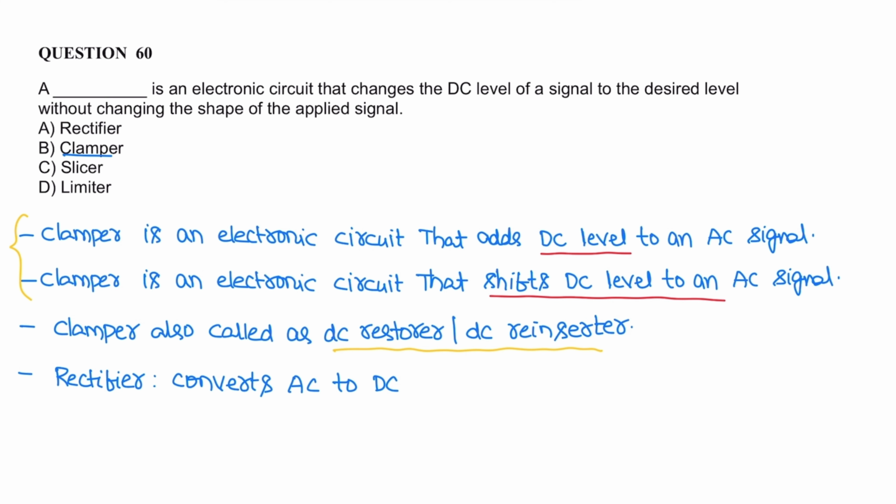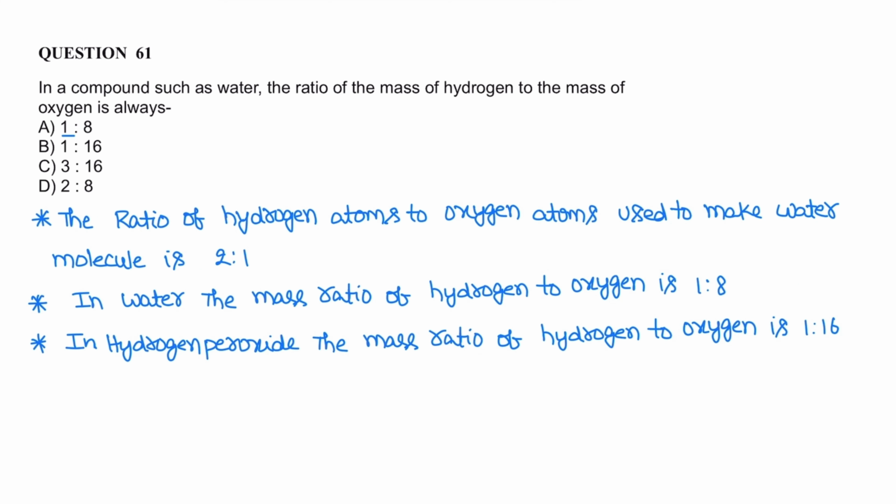Next question. In a compound such as water, the ratio of mass of hydrogen to mass of oxygen is always. So the ratio of mass of hydrogen to oxygen is 1:8. The ratio of atoms is 2:1. The molecular formula of water is H2O. The ratio of hydrogen atoms to oxygen atoms is 2:1.